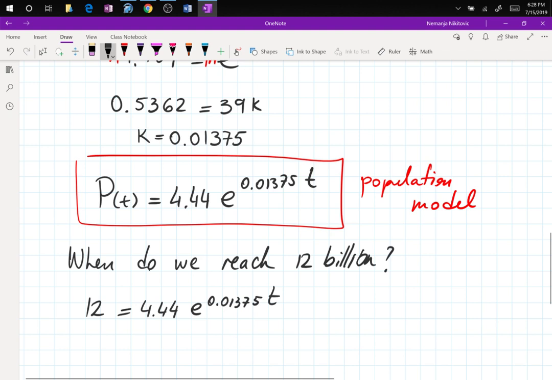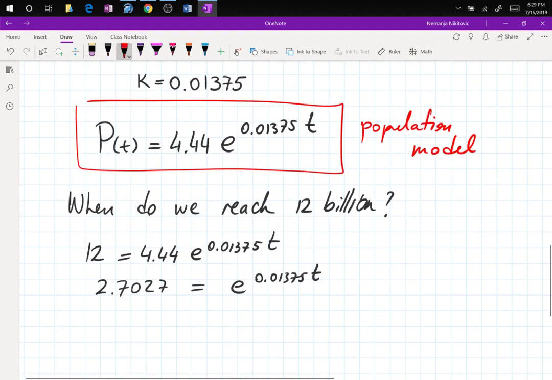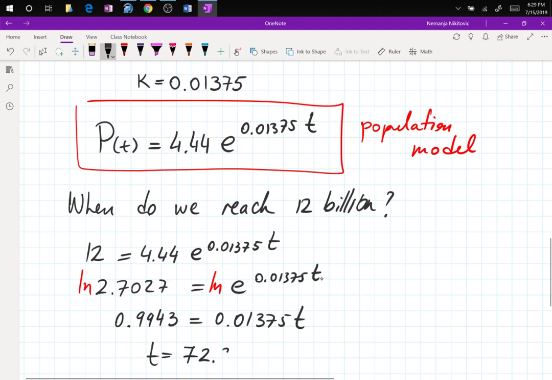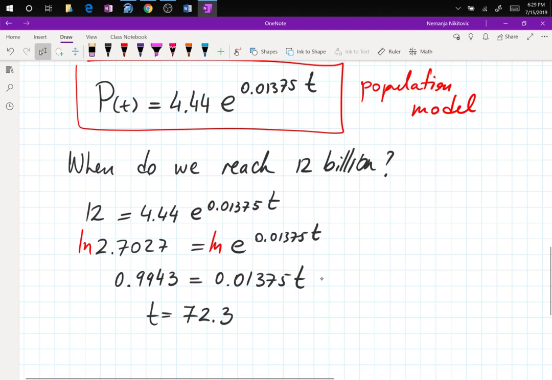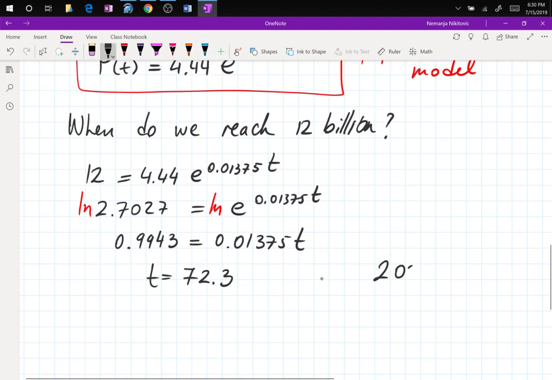So you have the same calculation, 12 divided by 4.44, and that gives us 2.7027 equals e to the 0.01375t. Hit ln on both sides. So we have now ln of the answer on the left-hand side, which works out to be 0.9943. And on the right-hand side we have 0.01375t. So now we divide this by 0.01375 to come up with t equals 72.3. When you add that to 1980, you get that the year is 2052.